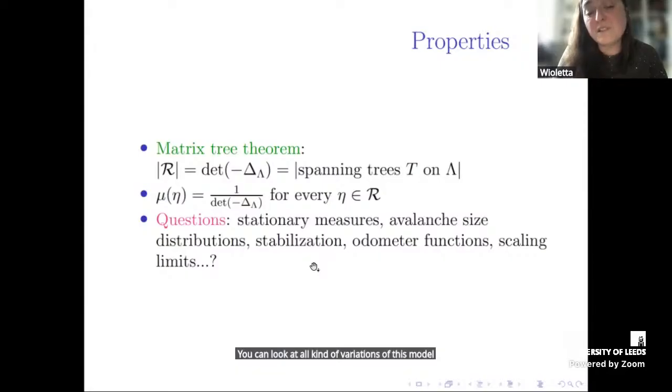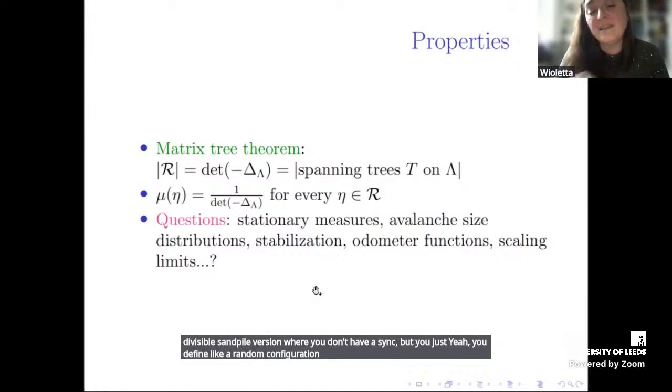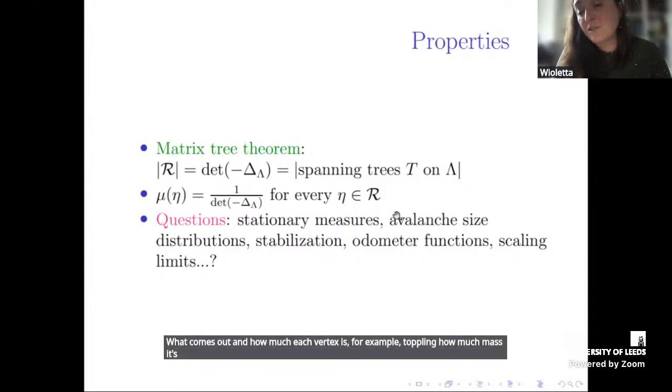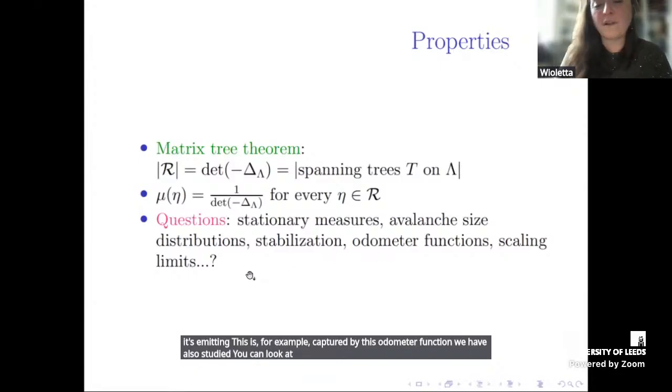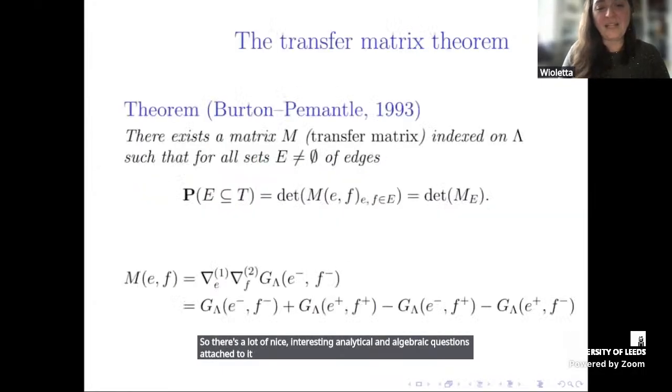For example, this divisible sandpile version where you don't have a sink, but you define a random configuration, and then you topple, and you see what comes out and how much each vertex is toppling, how much mass it's emitting. This is captured by the odometer function, which we have also studied. You can look at scaling limits of these odometer functions and get very nice random interfaces popping up. So there are a lot of nice, interesting analytical and algebraic questions attached to it.